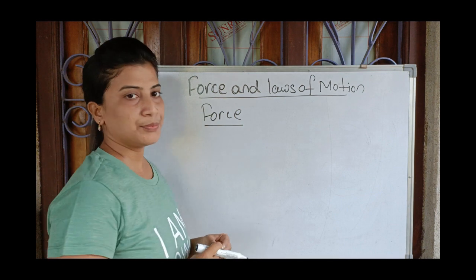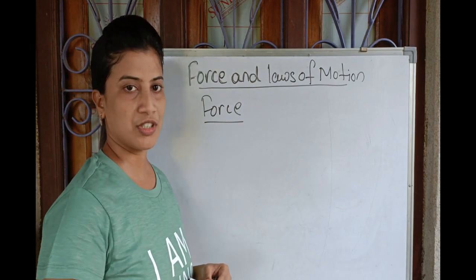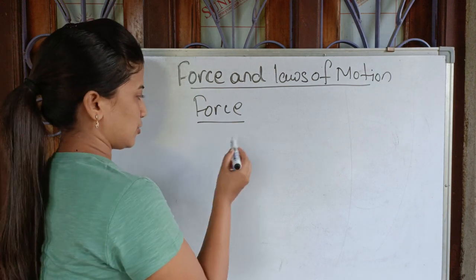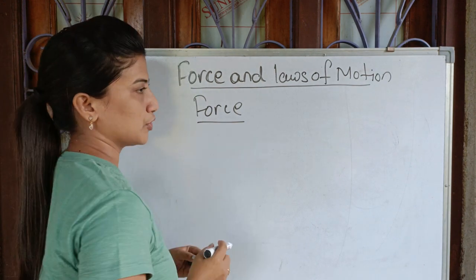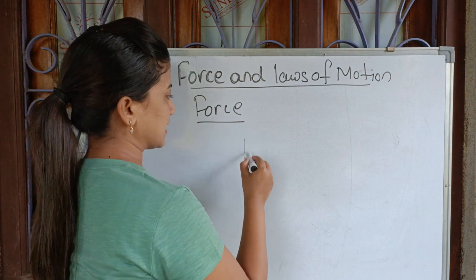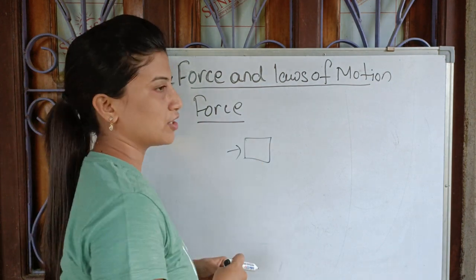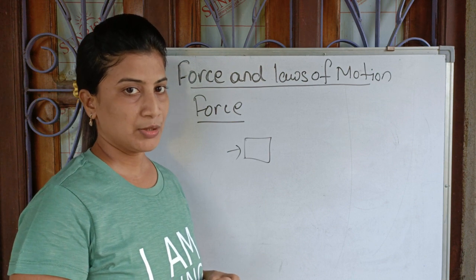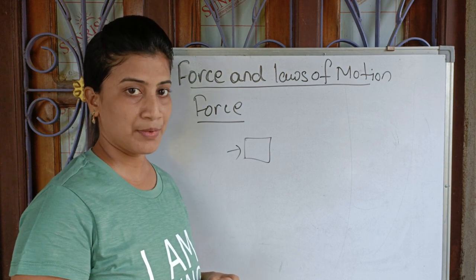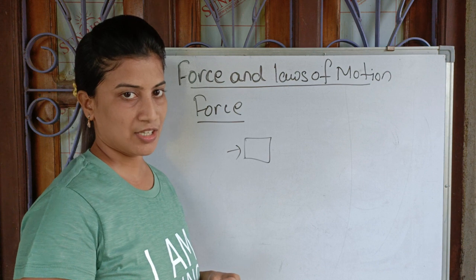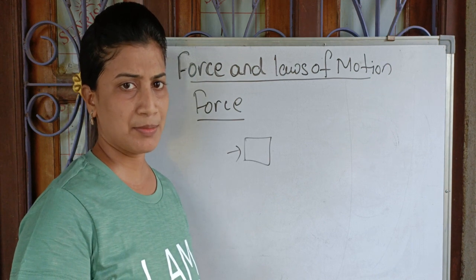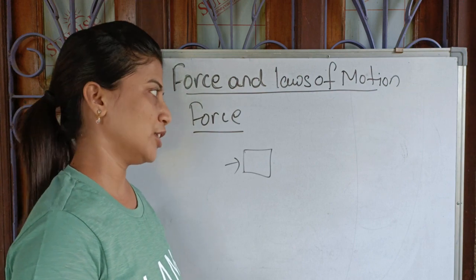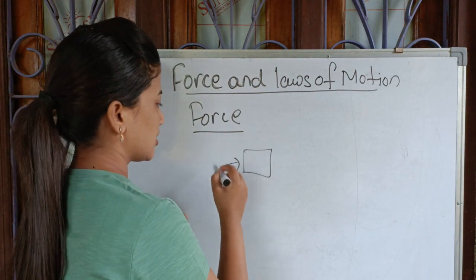All of you know force is an agent which causes change in the state or shape of a body. So simply, force is the agent which can easily change the shape or state of a body. Means by applying force on a body, we can change its shape or we can change its state. When I say the state, it means simply body from rest to motion or from motion to rest. So this is about the force.